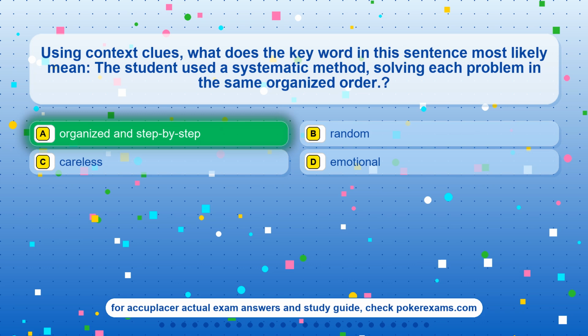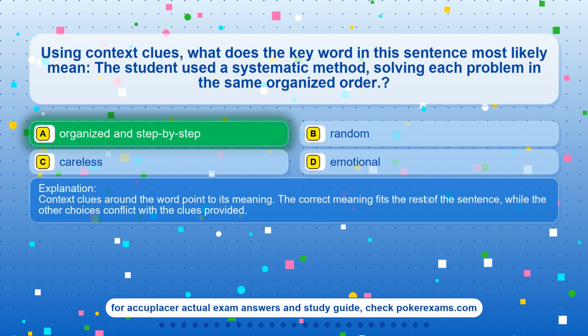The correct answer is option A, organized in step by step. Context clues around the word point to its meaning. The correct meaning fits the rest of the sentence, while the other choices conflict with the clues provided.